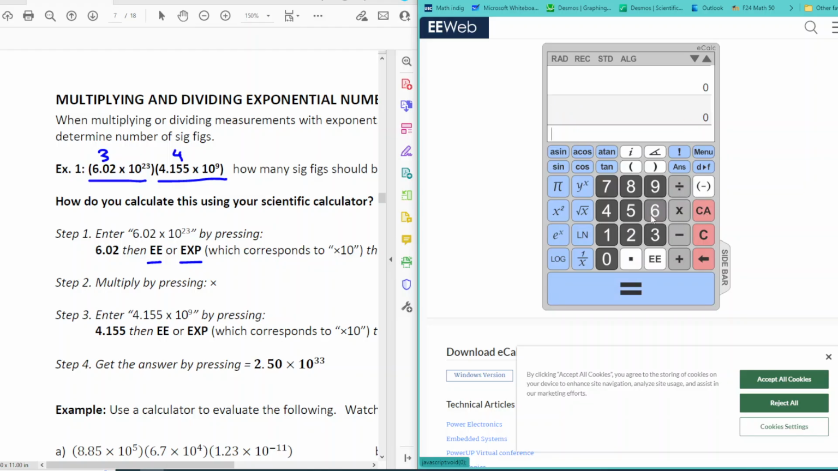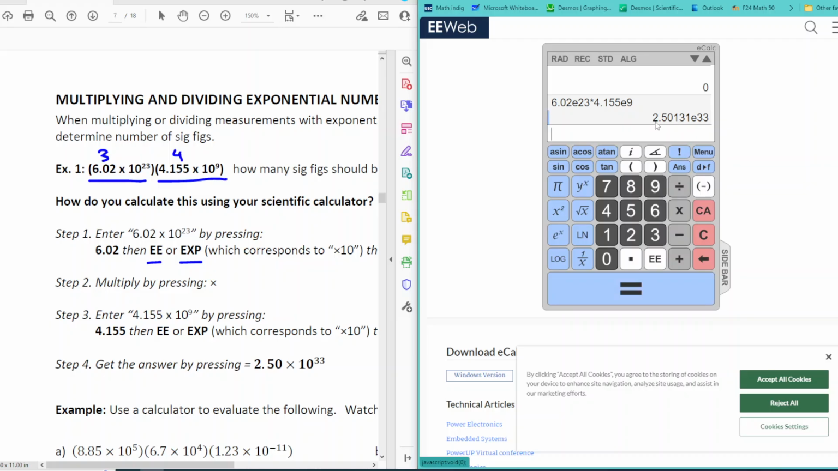So when I'm plugging this in, I'm going to put 6.02 EE. Don't hit any times 10s to that, just put a 23, and now hit times, and I'm going to put 4.155 EE or EXP 9. So that's telling my calculator not only am I doing times 10 to the, but it's also telling your calculator that this is a number. It's almost like it's putting it in brackets, that it knows the times 10 to the 23 is attached to the 6.02, and it just helps with some of the functions or notations that you're going to be doing. So then we hit equals.